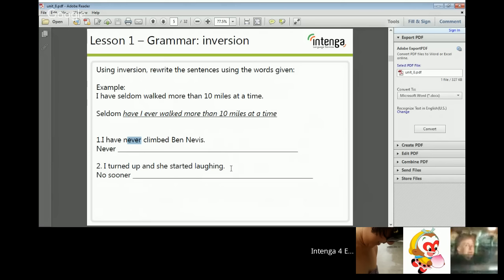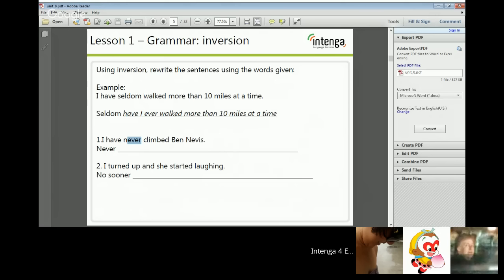All right, so what about 2? I turned up and she started laughing. No sooner. Turn I. Oh, they have two subjects, two verbs. Yep, there's I and she. Any ideas, Ken? Elle, you're doing a great job trying to. Same structure, no sooner than.